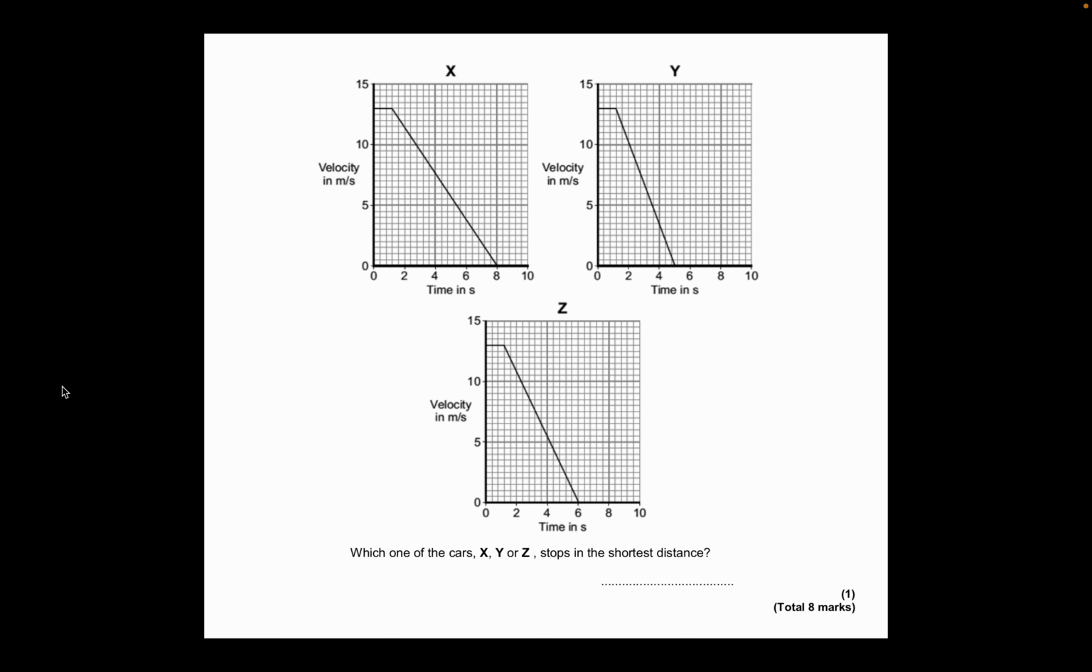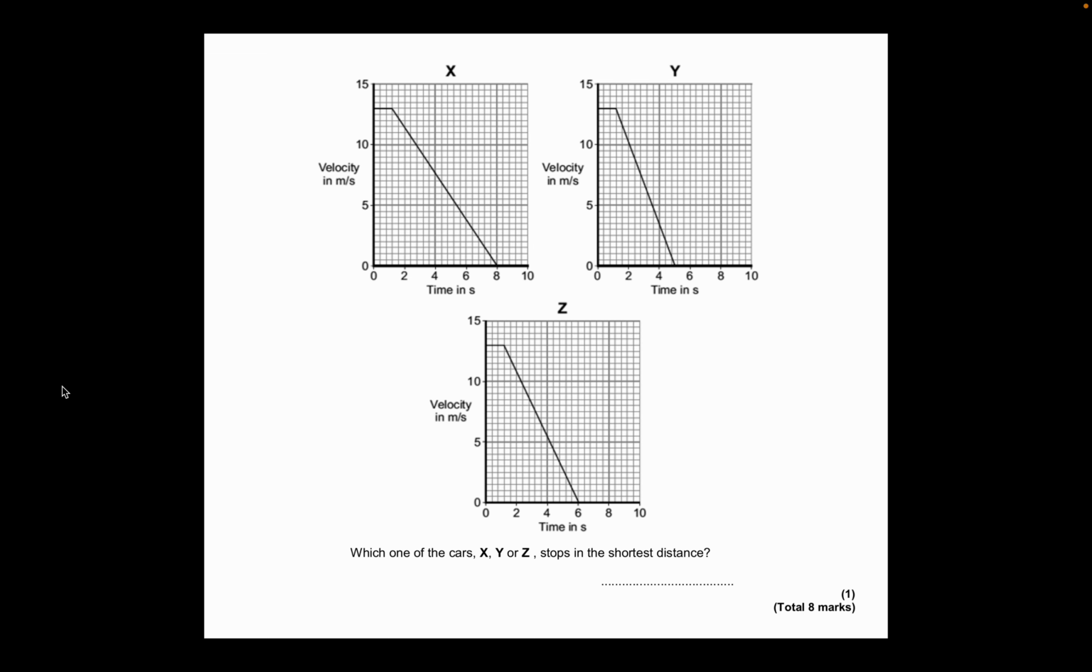So you're going to look for something that will have the shortest distance, that would have the lowest time. So in the X graph, you can see that the time it takes is about 8. In the Z graph, the time it takes is about 6. Whereas for the Y graph, you can estimate it to roughly 4 point something, 4 to 5 range-ish. So that time is less than that of X and Z.